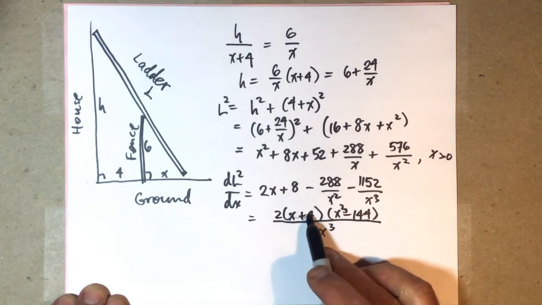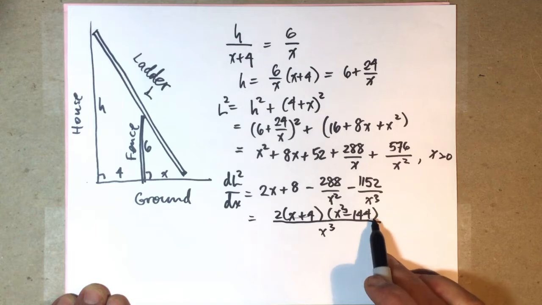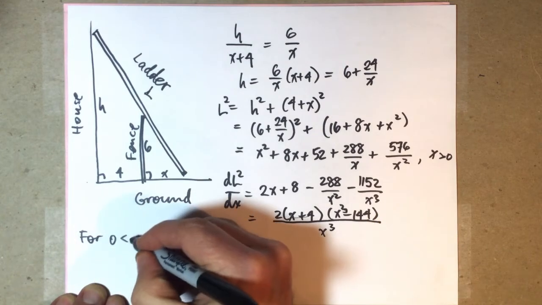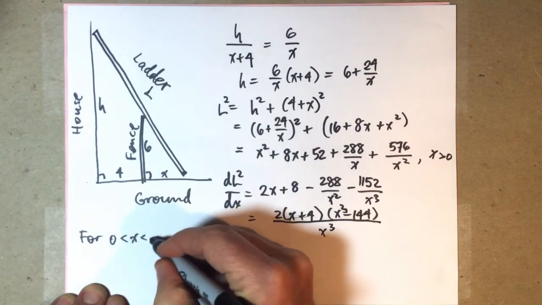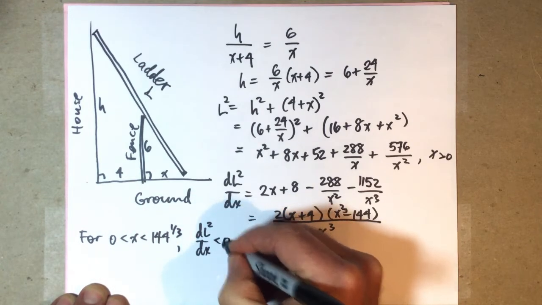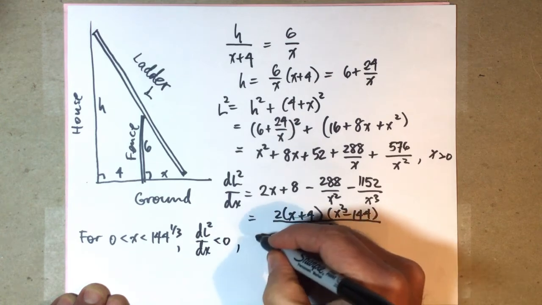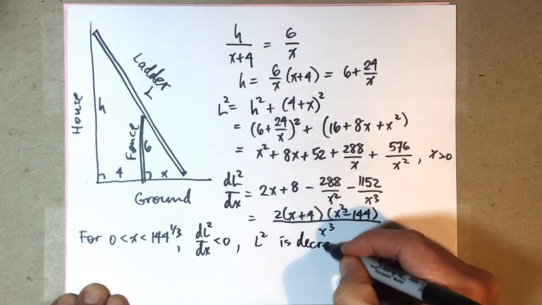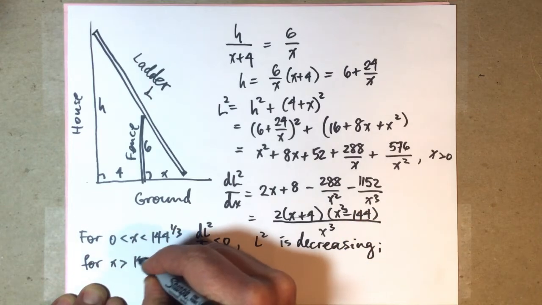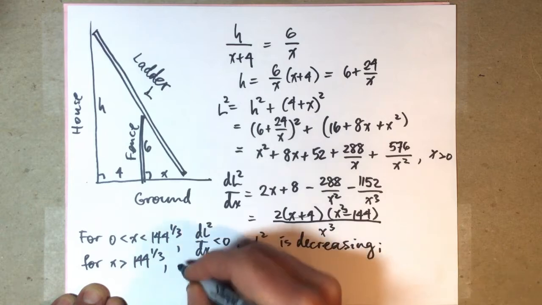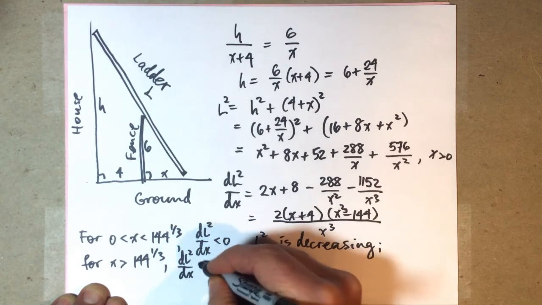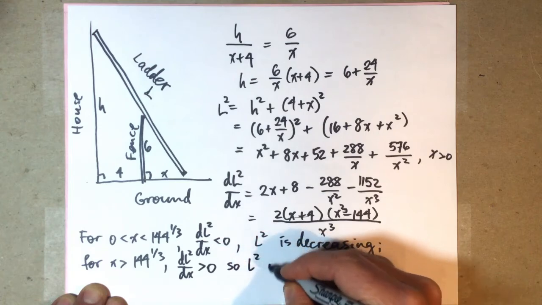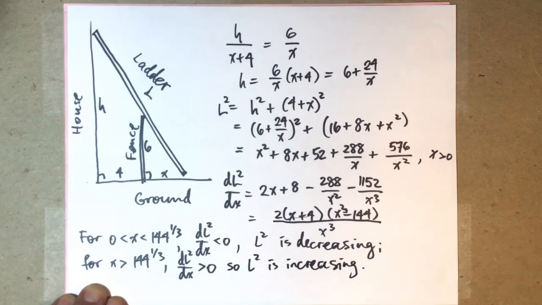So we can't make this 0, so we have to make this 0, which is that x is the cube root of 144. And for x between 0 and the cube root of 144, this derivative is negative, so L squared is decreasing. And for x bigger than 144 to the 1/3, the derivative is positive, so L squared is increasing. And it's exactly when x is the cube root of 144 that we get the minimum possible length squared, which is giving us the minimum possible length.